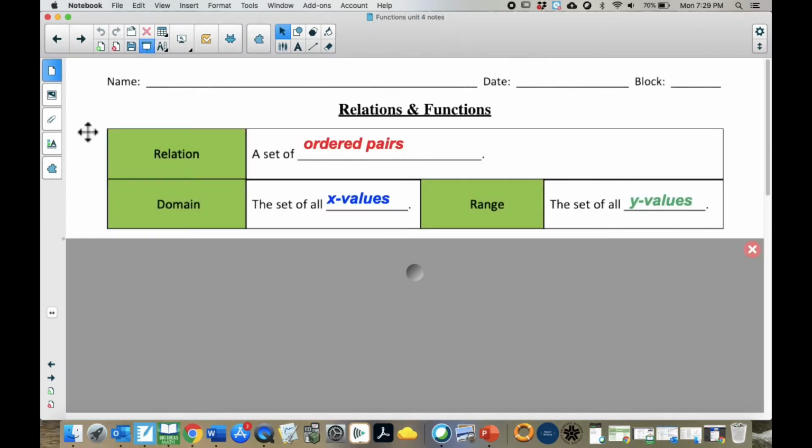We talk about relations and functions in algebra. A relation is just a set of ordered pairs, so just some xy coordinates. Any set of xy coordinates would be called a relation. Then within a relation, we have a domain, which is the x values, and the range, which is the y values. You can remember the difference because they're kind of alphabetical. In other words, x comes before y, just like d comes before r. So that's one way you can keep them separate.